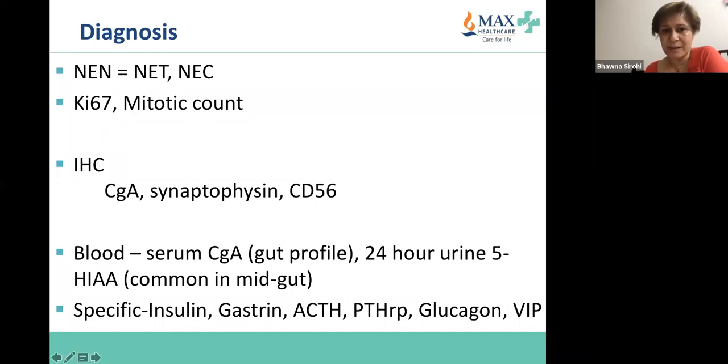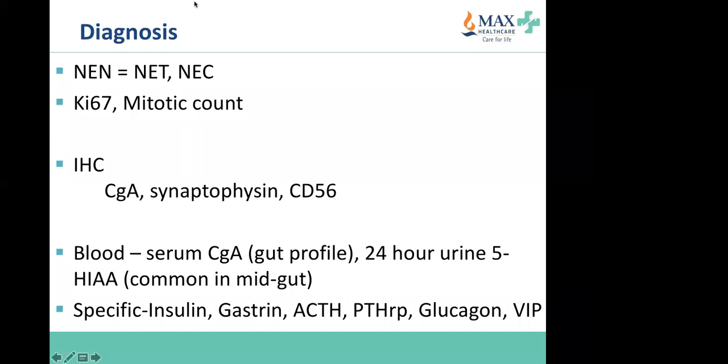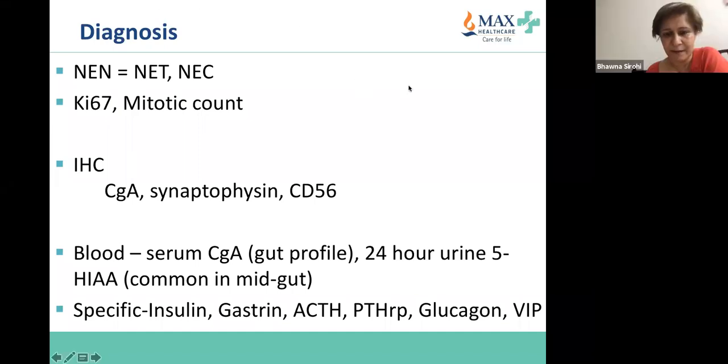So immunohistochemistry, what is diagnostic or pathognomonic is they are positive for chromogranin A, synaptophysin, and CD56. In blood, we would do serum chromogranin A. Now, the thing to remember when you send a patient to have a serum chromogranin A is to check that they are not on PPIs, because you'll have a false positive result. So you have to stop the proton pump inhibitors like lansoprazole or omeprazole or pantoprazole at least 10 to 14 days before, and it should be done fasting. The levels should be done fasting.